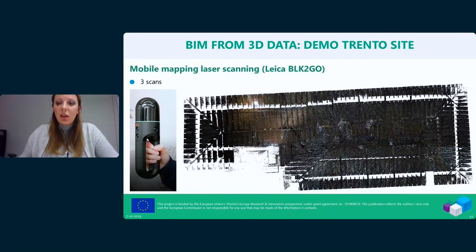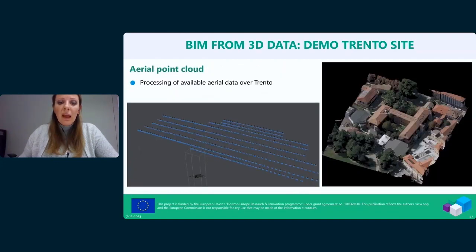Santa Chiara historical building. And in order to complete the 3D surveying, and in particular for having 3D information on the roof and surrounding area, in this case, we decided to process some available aerial images over Trento. On the left, you can see in blue the image positions, the camera positions, and data acquired from the airplane, and on the right, the derived 3D point cloud.